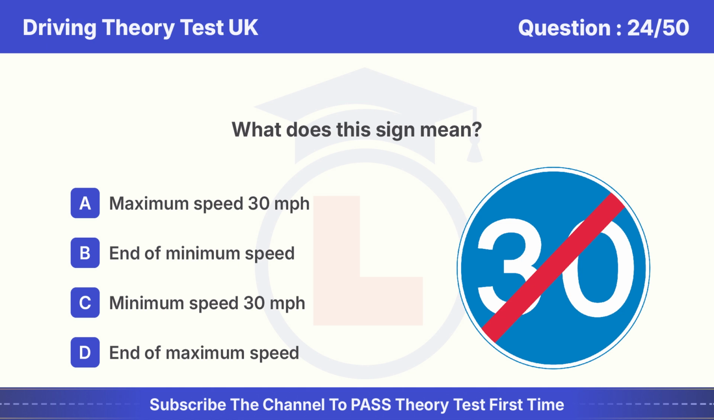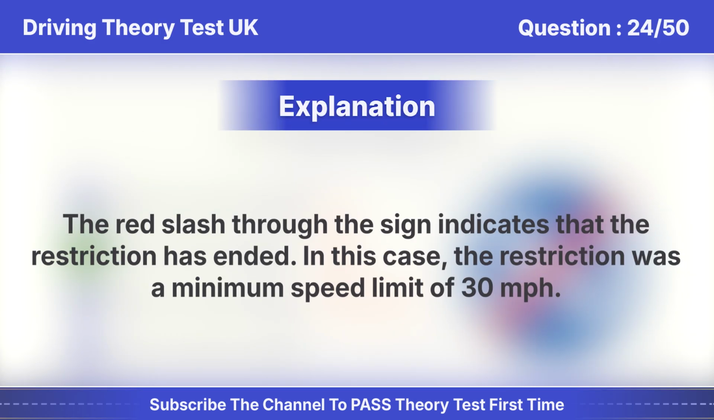Question 24. What does this sign mean? Answer is B. End of minimum speed. The red slash through the sign indicates that the restriction has ended. In this case, the restriction was a minimum speed limit of 30 miles per hour.